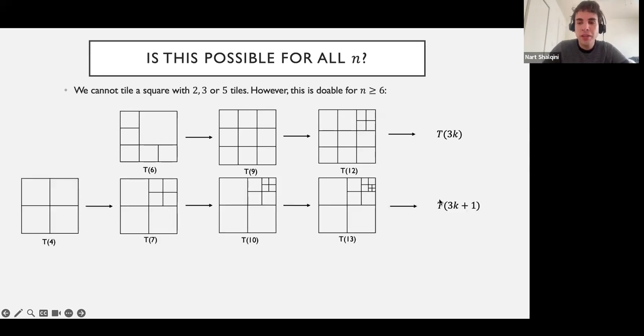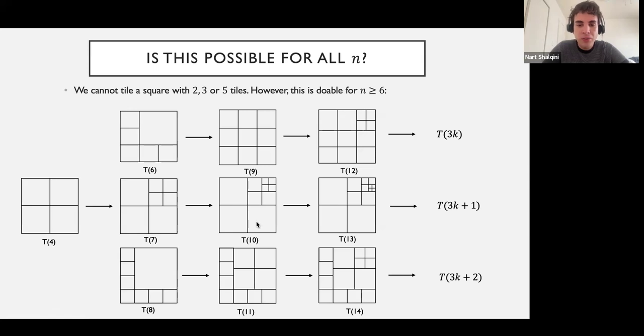For the case when n has remainder 1, you start with a tiling of 4 squares, and you repeat the same process of subdividing a square into 4 smaller squares, in each step adding 3 tiles. And finally, for the case when n has remainder 2, you start with 8 tiles and repeat the same process. This covers all possible values of n greater than 6. So this is just a regular strong induction proof.